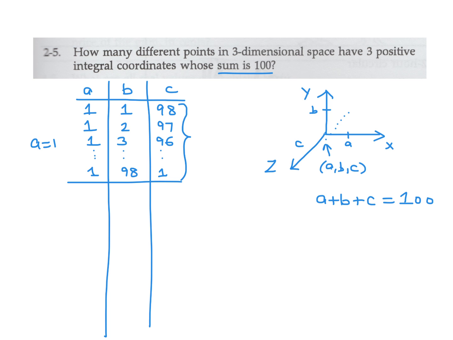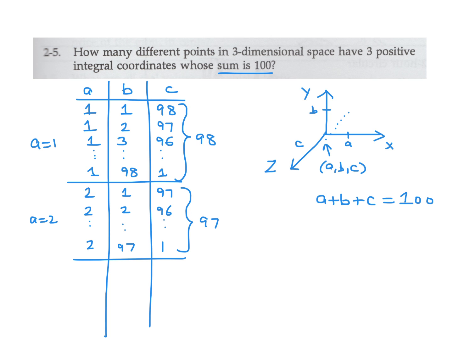And that is a total of 98 triples. Okay, now let's go to A equals 2, and let's see what happens. Very similar. When A equals 2, you can have 1 and 97. You could have 2 and 96, and so on, all the way down to the last one, which I believe would be 97 and 1. Okay, so this gives me 97 triples.